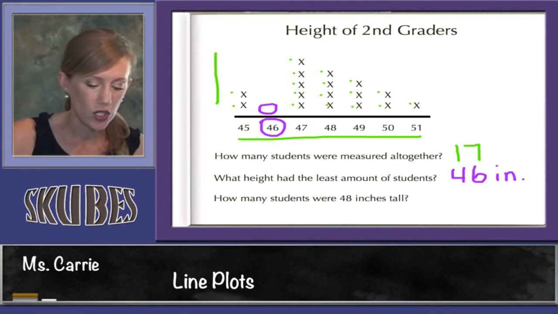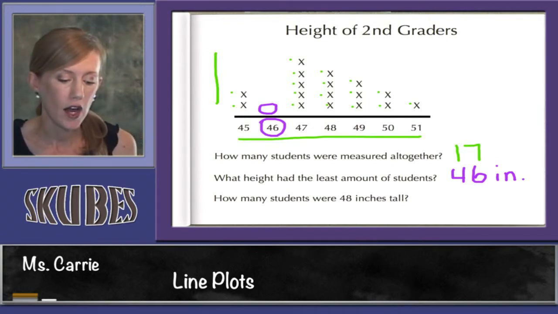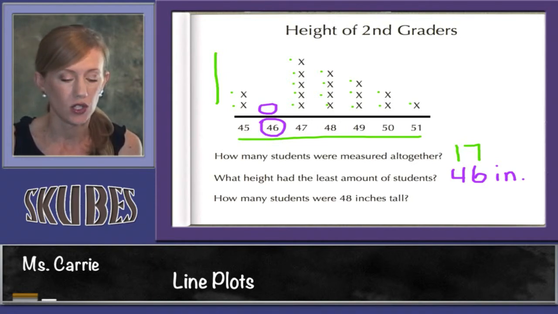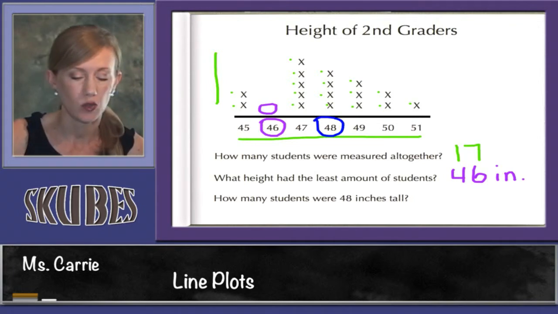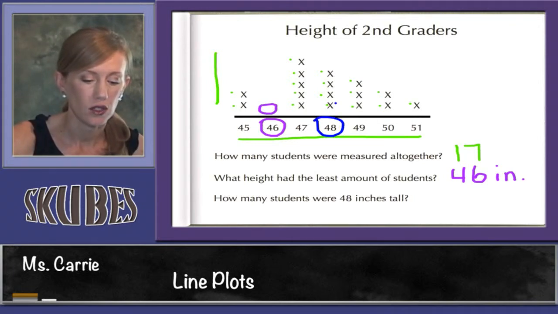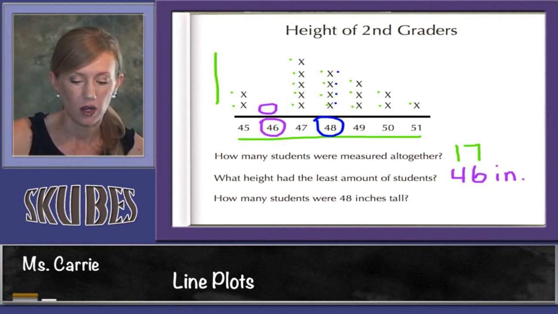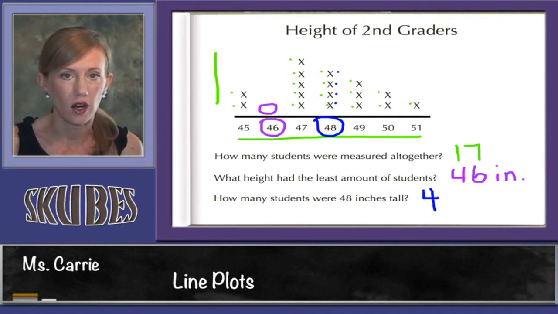The last question asks, how many students were 48 inches tall? We find 48 inches, that's right here. We'll count up how many X's we have. 1, 2, 3, 4. 4 students were 48 inches tall.